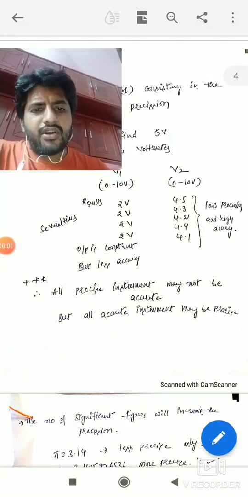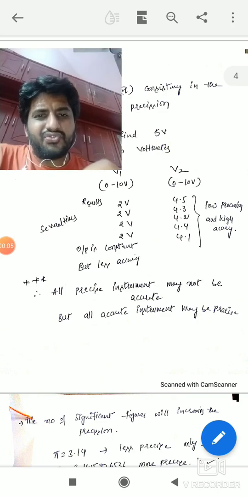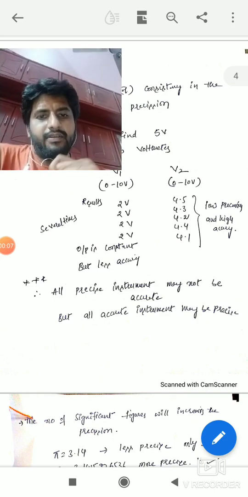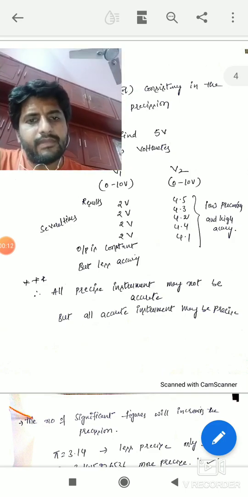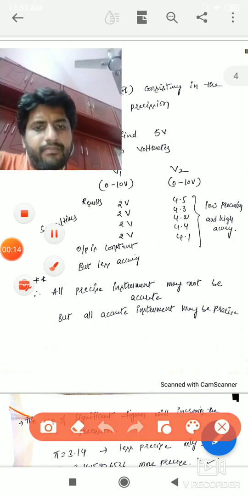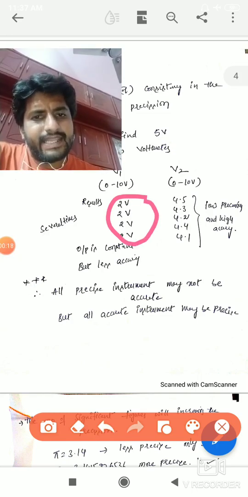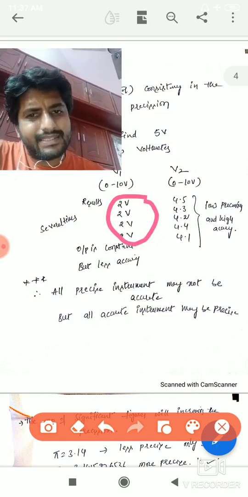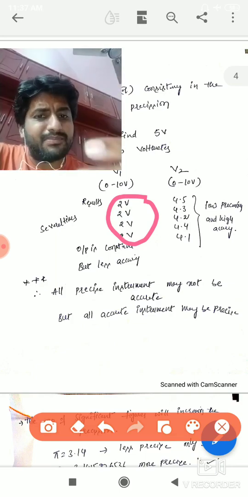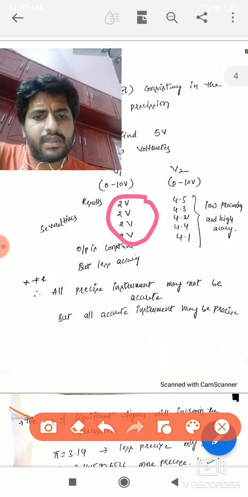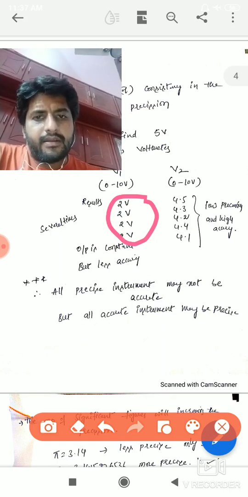And yesterday I concluded that note: each and every precise instrument may not be accurate, right? All precise instruments may not be accurate. See, here you will see this is a more precise instrument now. That means each and every time you are getting the same result. So this is a more precise instrument. What about accuracy? There is less accuracy. I don't have that much accuracy, so you can neglect this one. So all precise instruments may not be accurate, right?